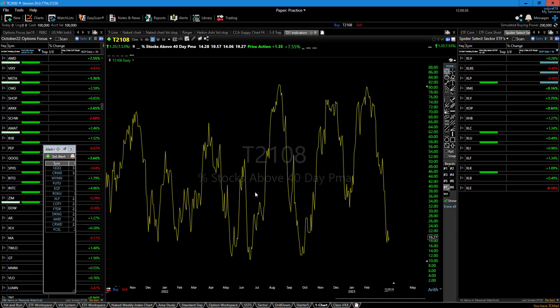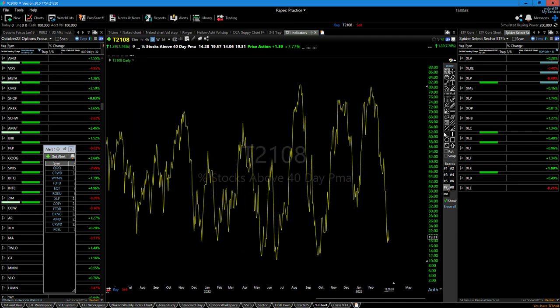All right, so when we see T2108, the percentage of stocks holding above their 40-day moving average down here, would it be logical to assume, with T2122 on the bottom, we should be expecting some kind of relief rally? It doesn't mean we're going to zoom all the way back to the top, right? That we should find some kind of relief rally. Certainly doesn't mean that every stock is moving up.